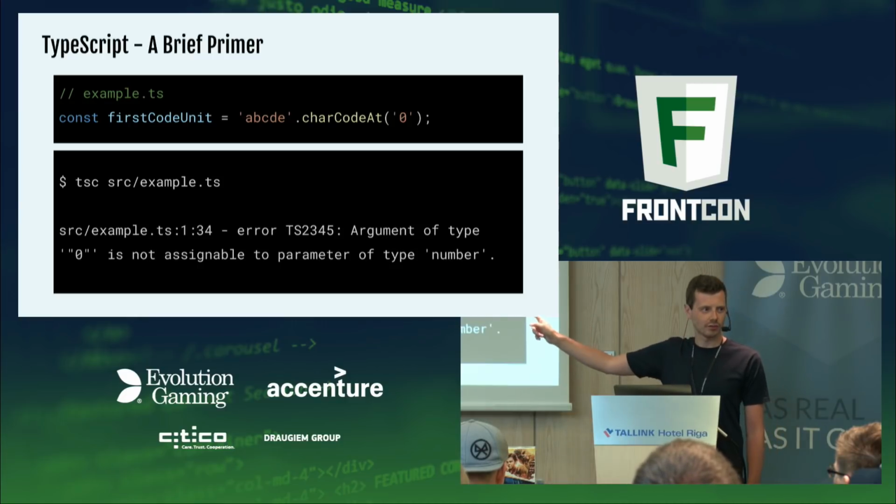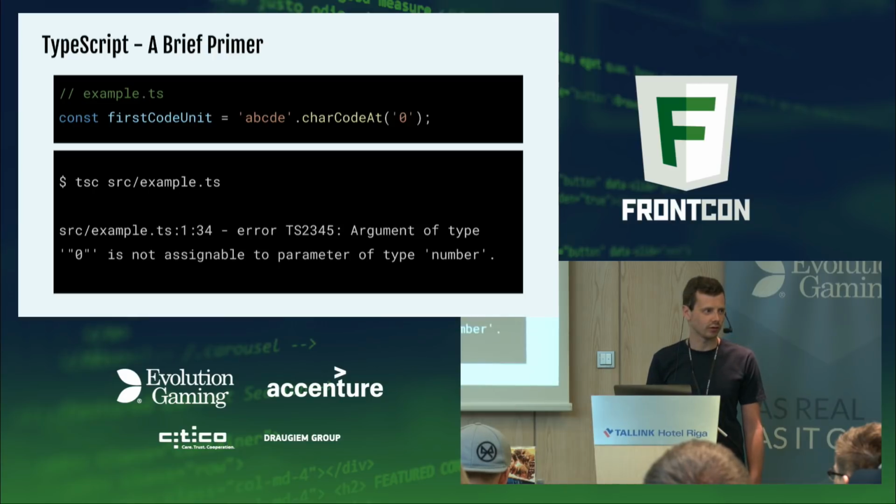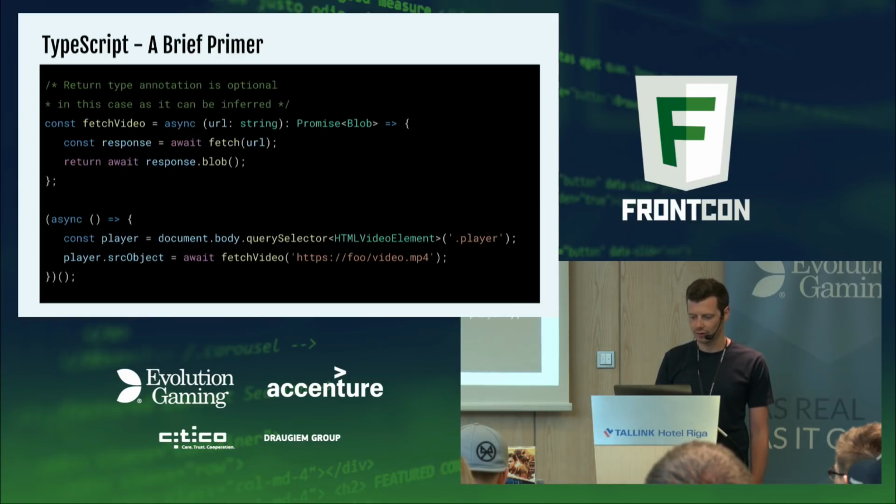Now, if we try to compile this as we are below with the TypeScript compiler, which is invoked via the TSC command, then we'll see that it fails because an argument of type 0 as a string literal is not assignable to a parameter of type number. So in using this, it allows us to catch these trivial errors earlier that could catch us out in a specific browser in production. So let's have a look at a bit more of an involved example.